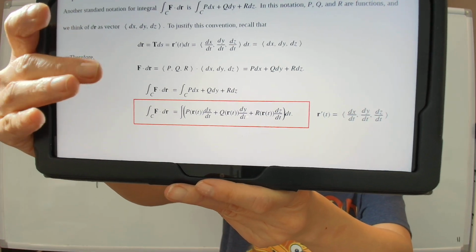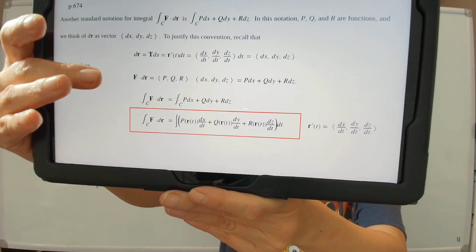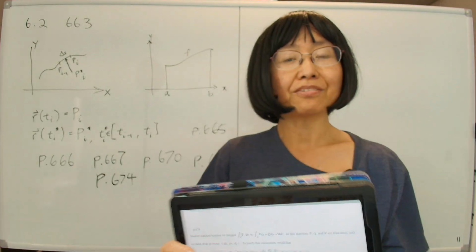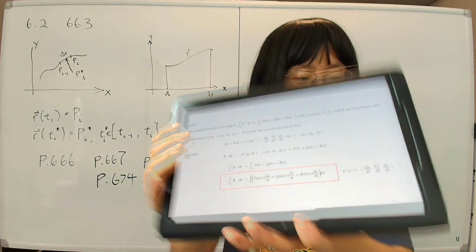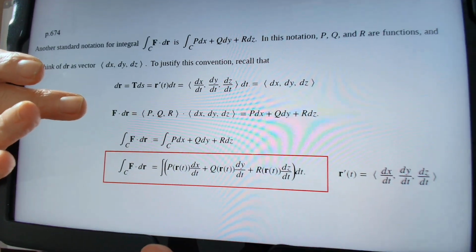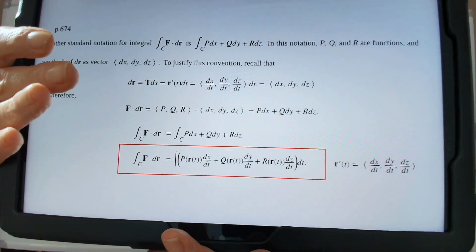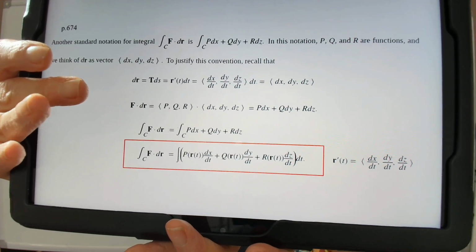So therefore, F dot dr is the same as P, Q, R dotted with dx, dy, dz, where P, Q and R are the representation of the components of F, the x, y, and z components. So then F dot dr, that's a dot product here. So you do the dot product, and that's exactly what it says. See, the P dx, Q dy, and R dz. That's why we write it that way, so that it makes some sense.